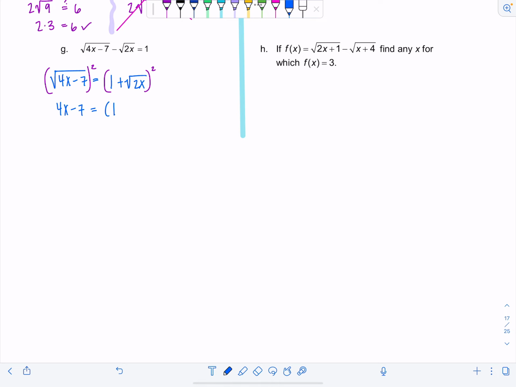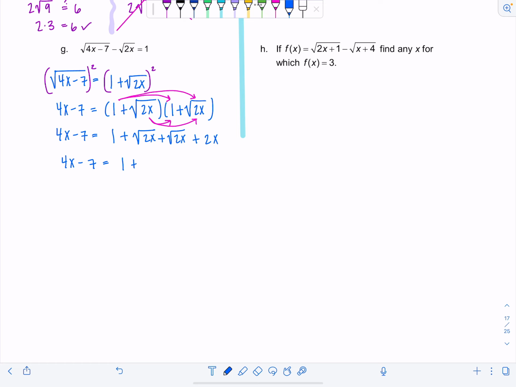Okay, if you're a bit of a disaster, I'll write this out twice, just so you can have a little bit of practice multiplying these out. But if you need to review multiplying radicals, I'll link a video right here. Okay, 4x - 7 equals, no meltdowns, you can handle this. 1 times 1, that's 1, plus, this is going to be √(2x) plus another √(2x). And then the last product here, √(2x) times √(2x) is just 2x, right? No more radical. Okay, so look what we've done. 4x - 7 = 1 + 2√(2x) + 2x.